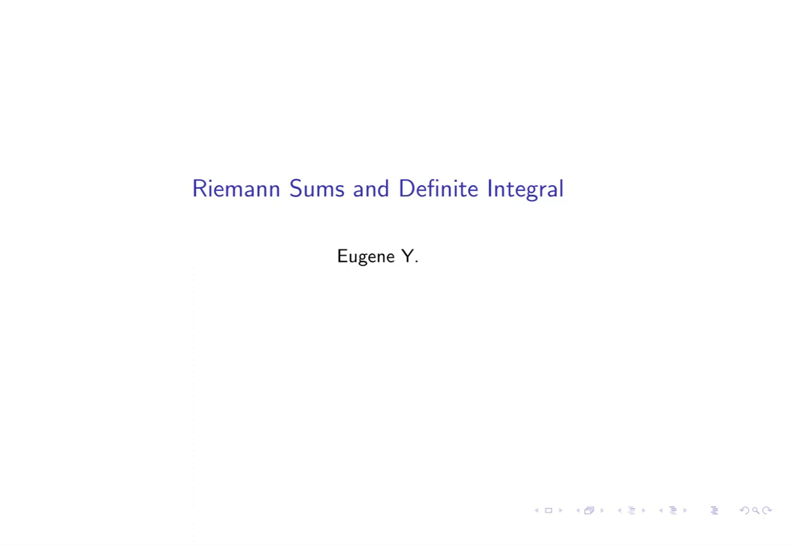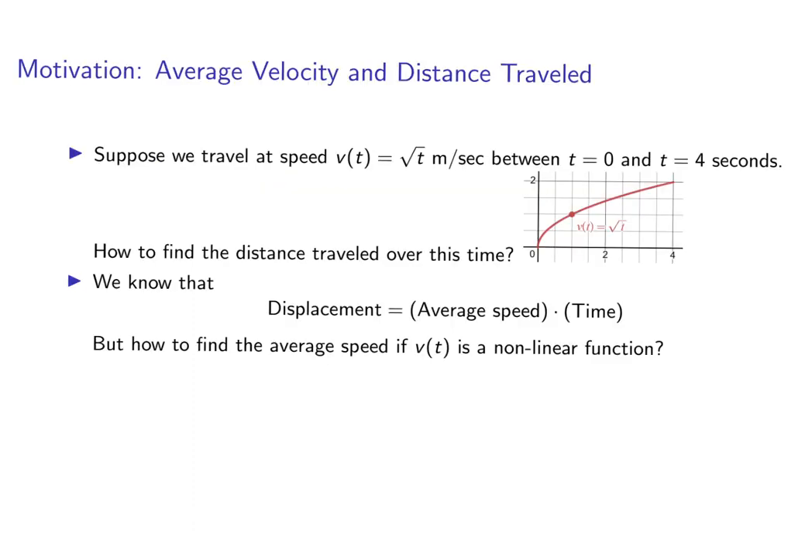Riemann sums and definite integral. Riemann sums and integrals are motivated by problems in physics and geometry. For example, suppose we have this velocity curve. How to find the distance traveled in the first 4 seconds?